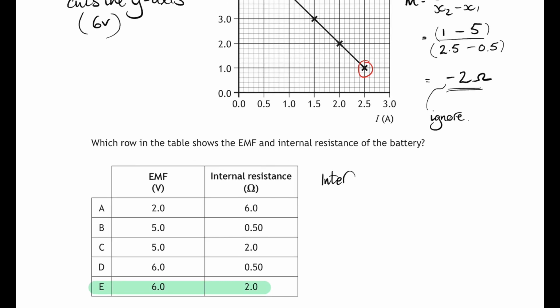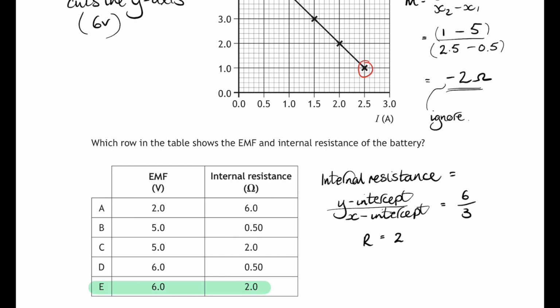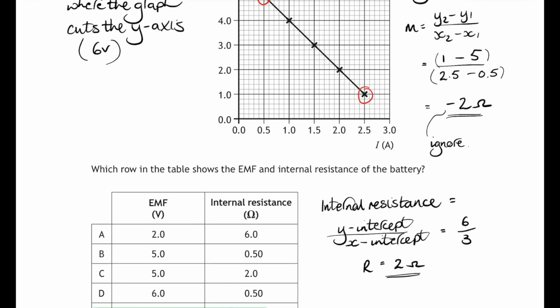That's answer E. You could also find the internal resistance just by doing the y-intercept divided by the x-intercept, which is 6 over 3, gives you your 2 ohms again.